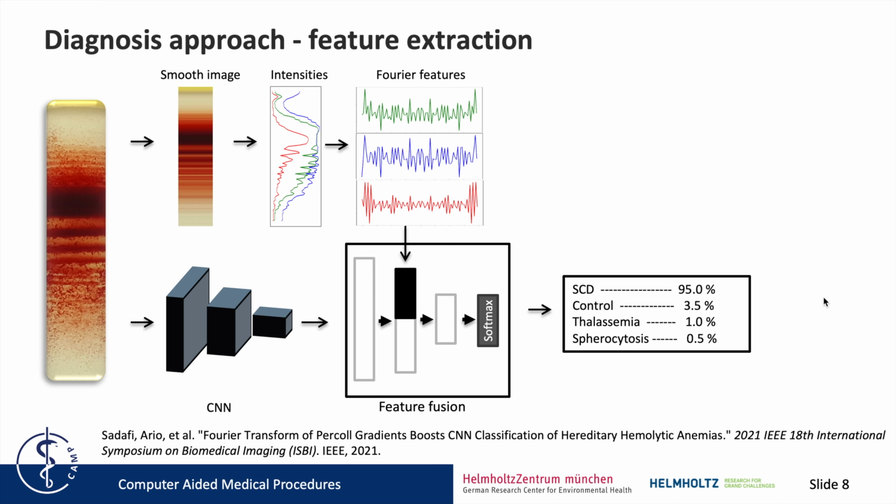In our previous work, we classified Percoll gradient images into 4 classes: control, thalassemia, and hereditary spherocytosis, demonstrating the capacity of the Percoll gradient method and the information it contains. We use the same trained AlexNet model working with the fusion of the features obtained through the channel-wise fast Fourier transform to extract the features from Percoll gradient images.